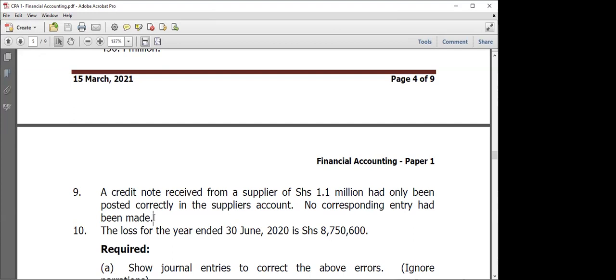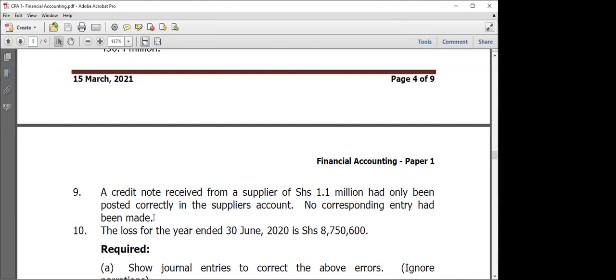Now, in this case, once you receive a credit note, definitely the accounts that are involved are the suspense account and the supplier's account, because the supplier is sending a credit note to reduce what your balance is with them. So we have the supplier's account, and this question is telling us that the supplier account was correctly posted, but no corresponding entry had been made. Now yours should be, what could be the corresponding account?